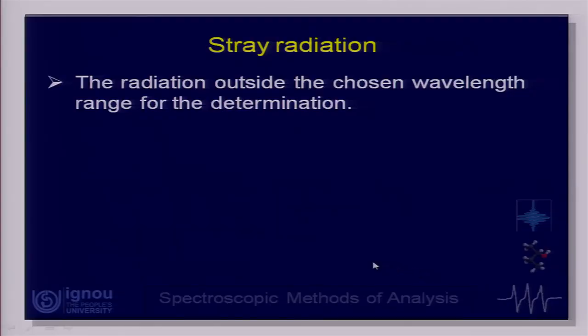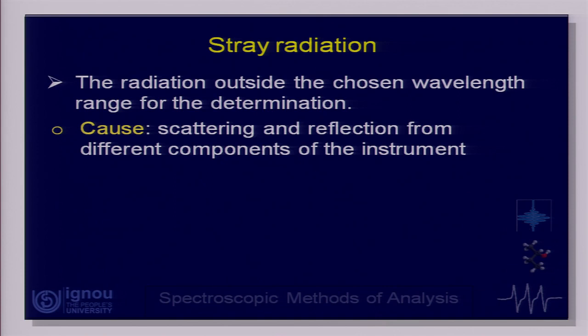Let us go further and talk about stray radiation. Stray radiation basically is radiation which is outside the chosen wavelength range for the determination. What it means is the following. Suppose I want to make a measurement from 300 nanometers to about 380 nanometers. So, this is the range I want to measure. But in the instrument there is a lot of optics involved. As a consequence, there could be some radiations which are outside this range of 300 to 380 nanometers, and that could be because of scattering or reflection from different components of the instrument.